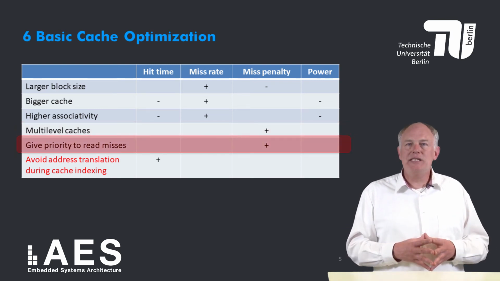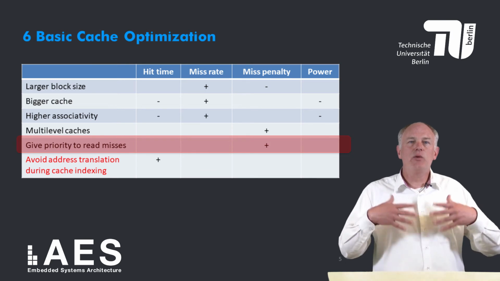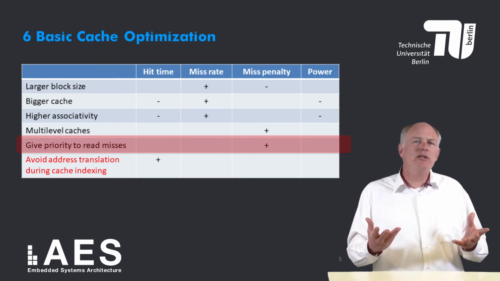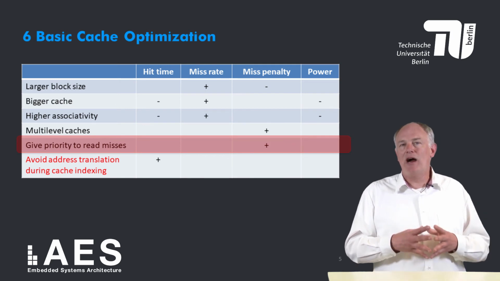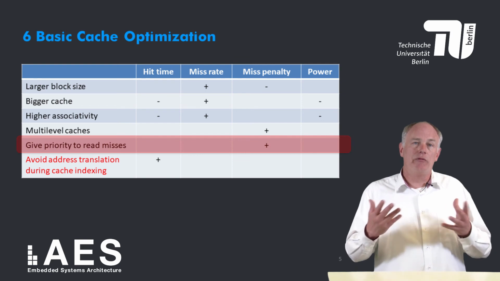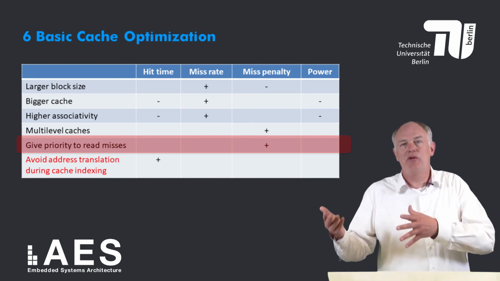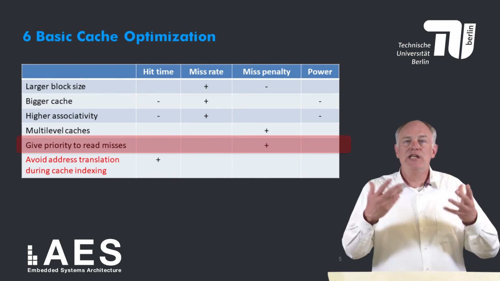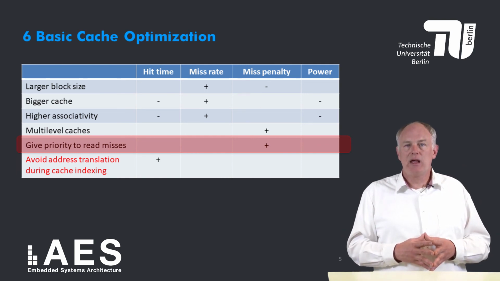The fifth optimization discussed before is to give read misses priority over writes. So when there is a read miss and there are still pending writes in the write buffer, the read miss will be handled first, provided of course the read is from a different address. This technique also reduces the miss penalty.